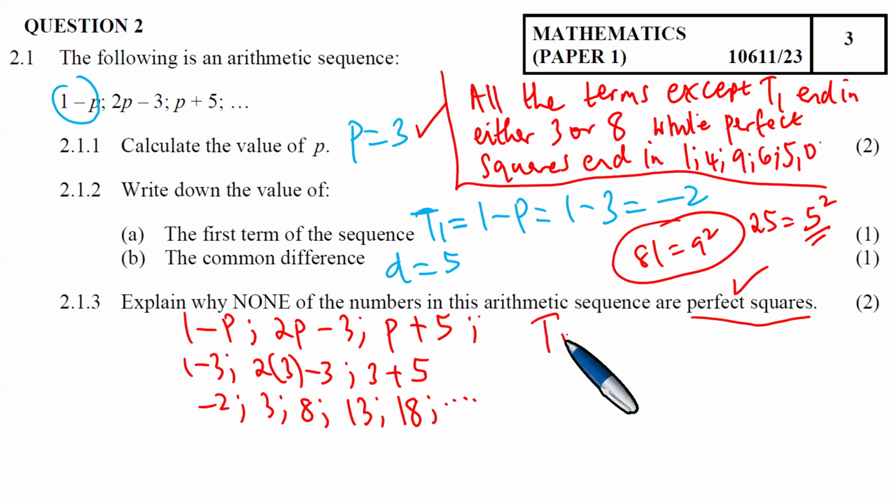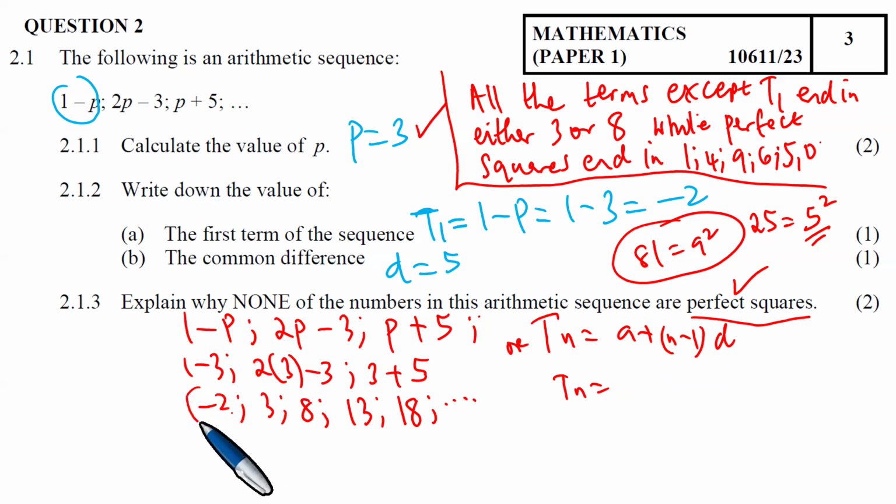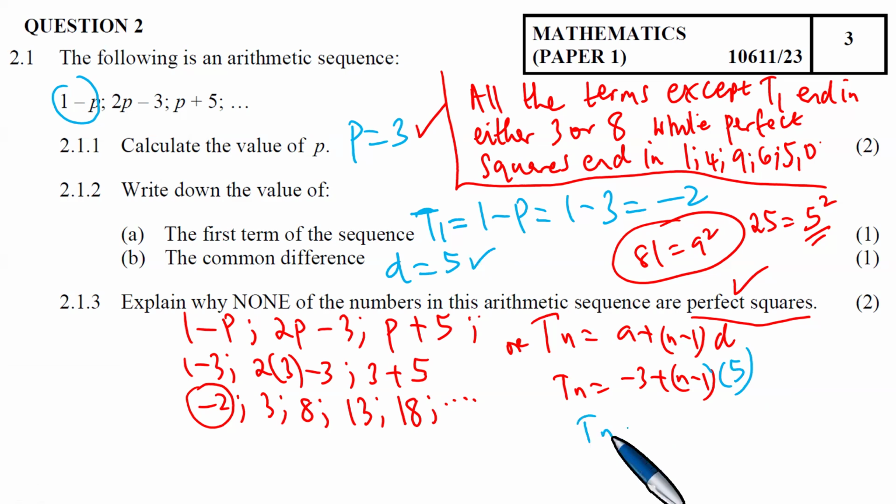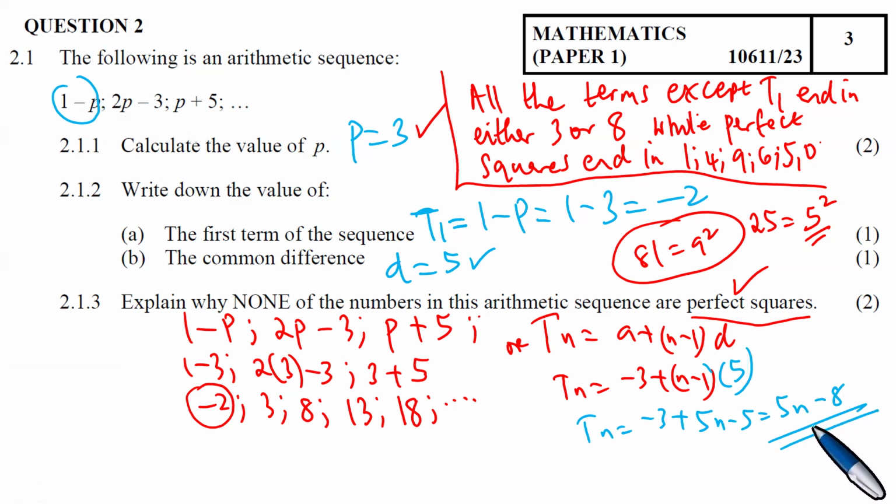Or equivalently, you can use the formula that says Tn is a plus n minus 1 times the common difference. So now you can take the first term. What is the first term? The first term is minus 3. So you put it here, plus n minus 1, and then the common difference. We've seen that the common difference is 5. So Tn is minus 3 plus 5n minus 5, which is exactly 5n minus 8.